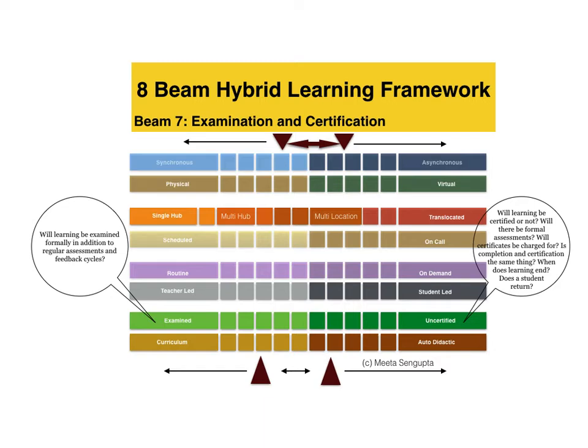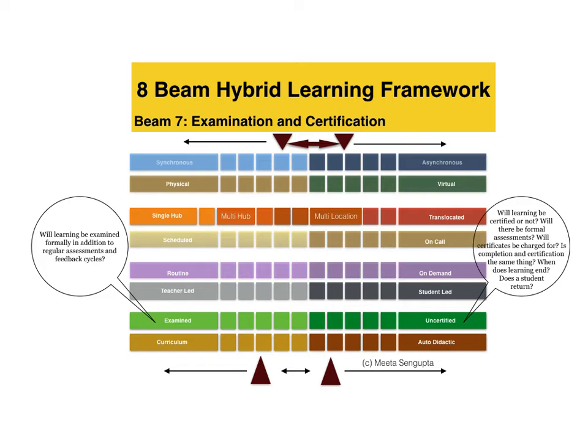Beam 7, examination and certification. At the conservative end, we have the examined learning setup, where we ask the question, will learning be examined formally in addition to regular assessments and the feedback cycle? Or will it be not examined at all, or maybe it will be assessed, but it will not be certified? Certification as a separate part of the learning cycle is very common these days in many hybrid learning settings, or even online learning settings. And we pretty much have this as our seventh beam, which is about examination and certification.